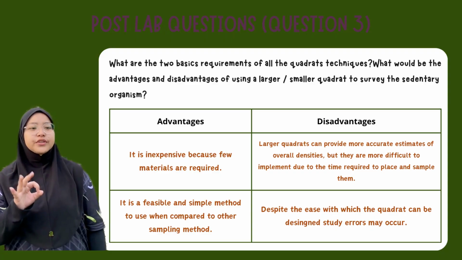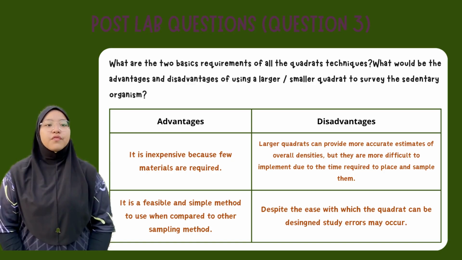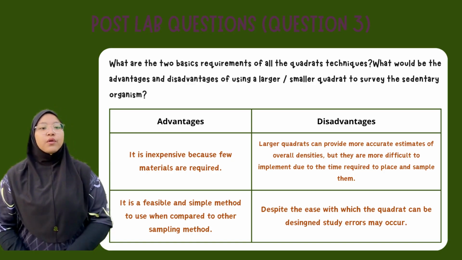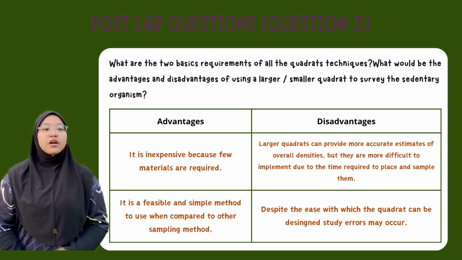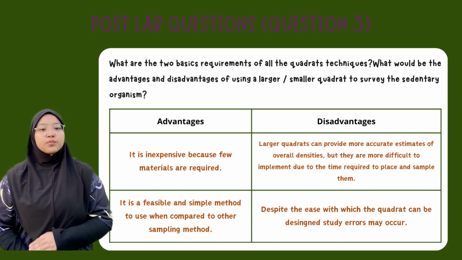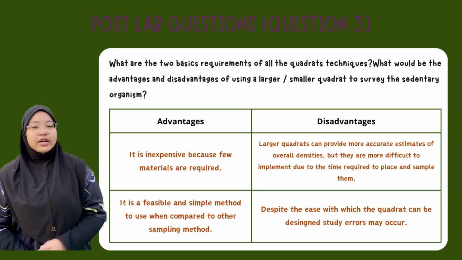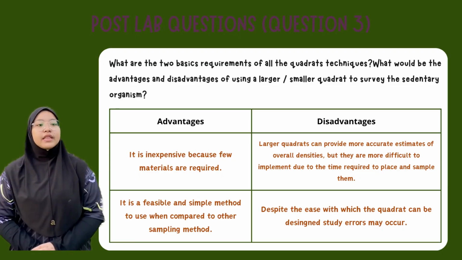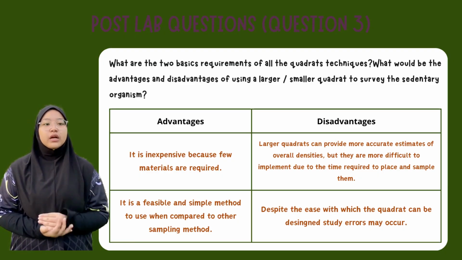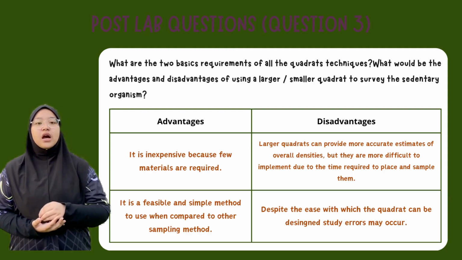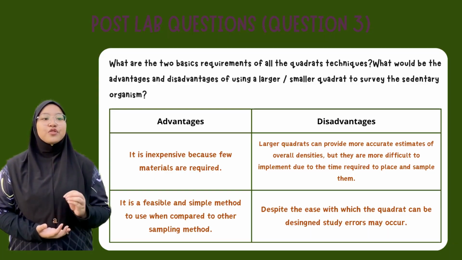So for question 3, what would be the advantage and disadvantage of using a larger or smaller quadrat to survey sedentary organisms? So the advantage is it is inexpensive because few materials are required, and it is a feasible and simple method to use when compared to other sampling methods.